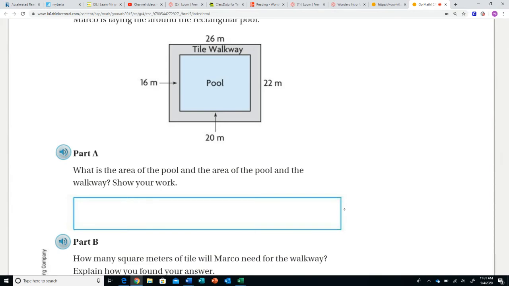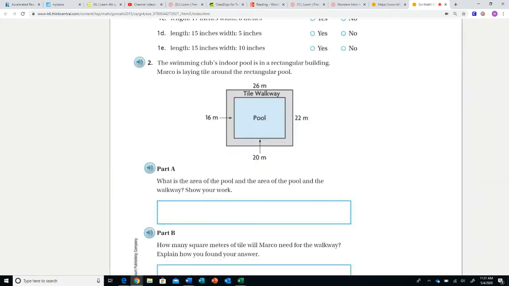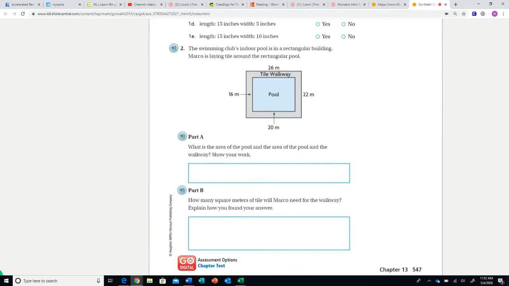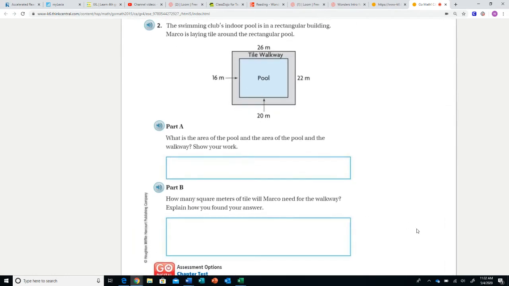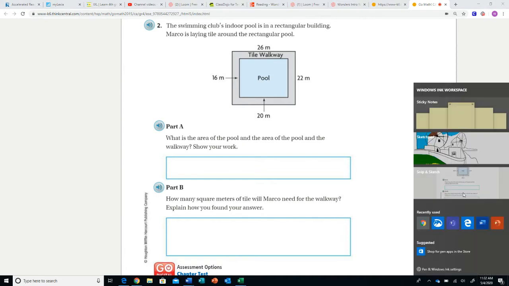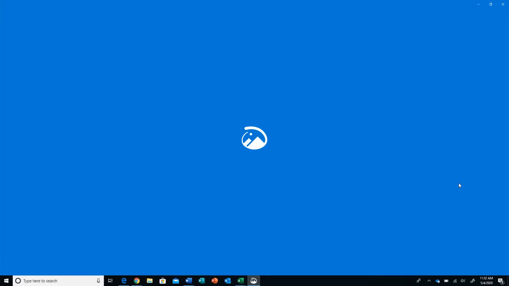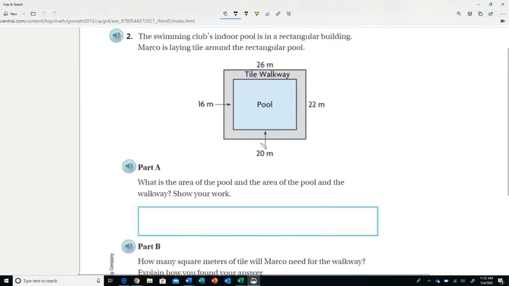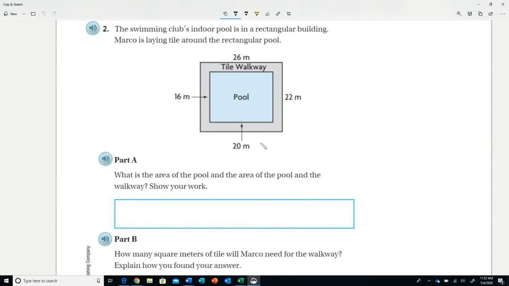So first, area of the pool. Oops, looks like I need to shrink a little. I'm going to try to get this whole question into my snip here. So I can always scroll up to see the picture. All right, so first, the area of the pool. All right, well, here's our pool, and it tells me that it's 20 by 16. So area is going to equal base times height, where the base is 20 and the height is 16.